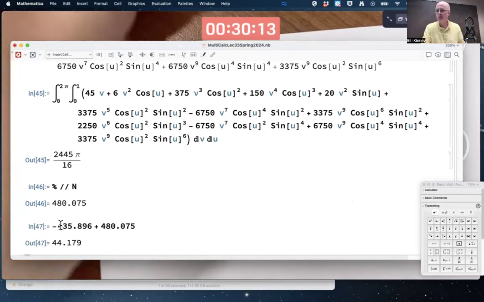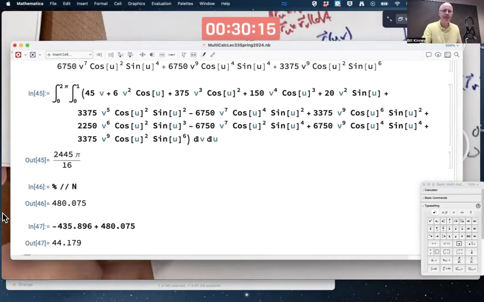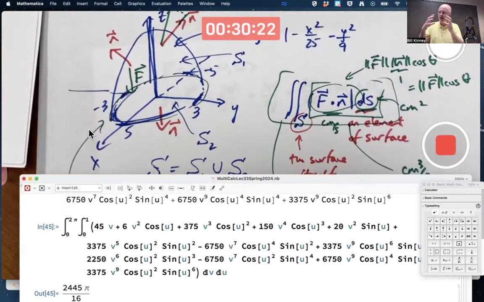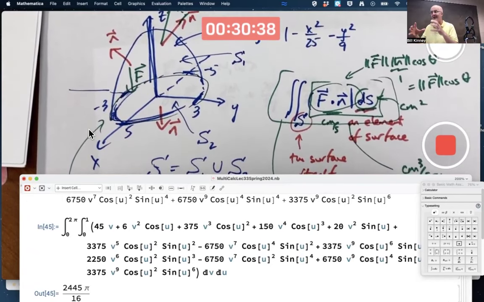Like this gumdrop shape, you could call it. Gumdrop shaped solid, we're doing a flux integral over the boundary surface. The divergence theorem says that you get the same answer if you do a triple integral of the divergence over the three-dimensional solid, not just the boundary.